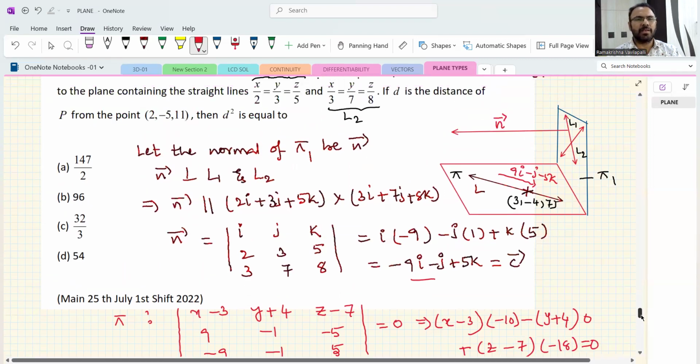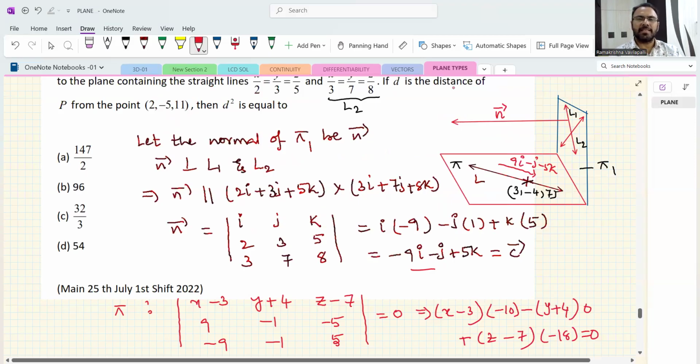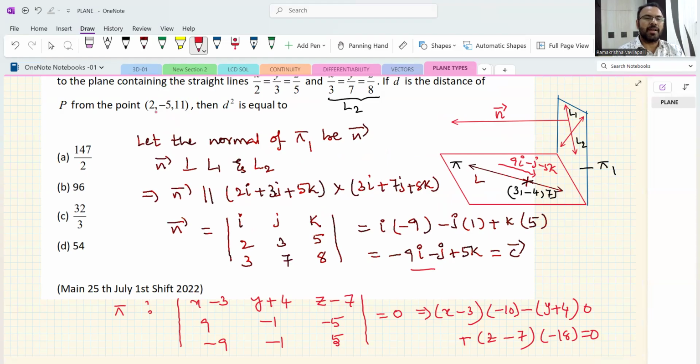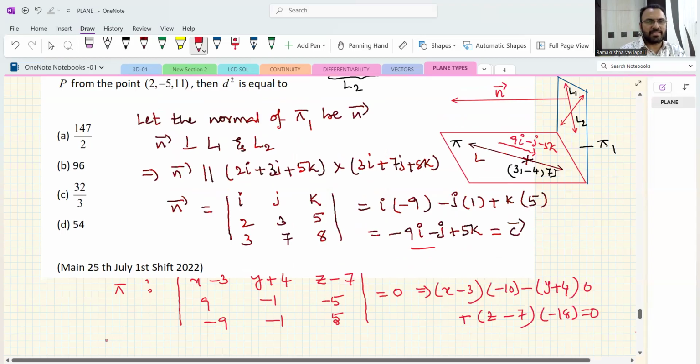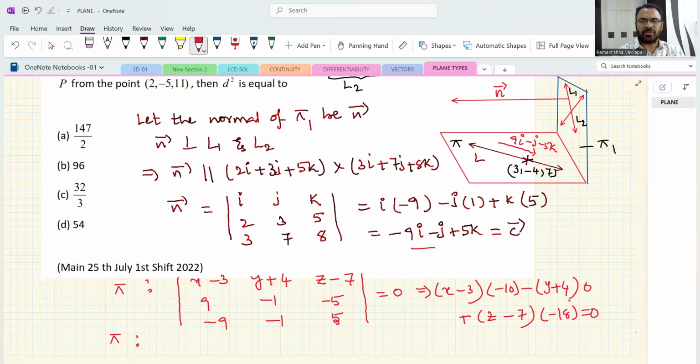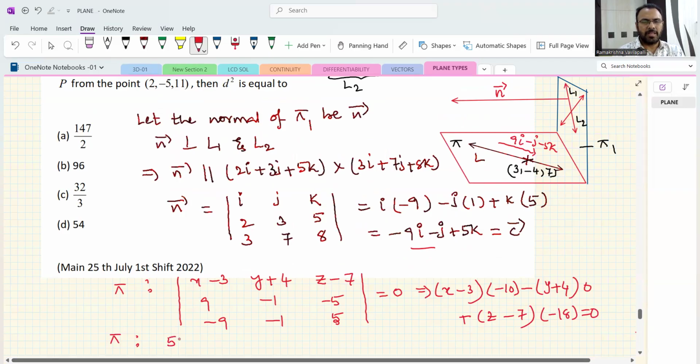All right, let me see once again that d is the distance of the plane from the point 2, minus 5, 11. Okay. So we have to find out what is the equation of plane. This is nothing but you can cancel by minus 2, then you will get 5x, there is no y term, plus 9z minus 15 plus 63, minus 15 minus 63, minus 78 equal to 0.